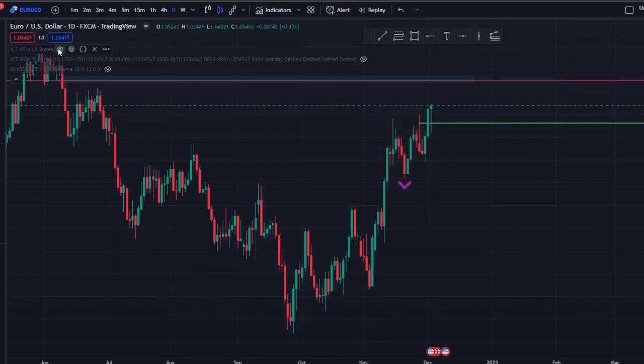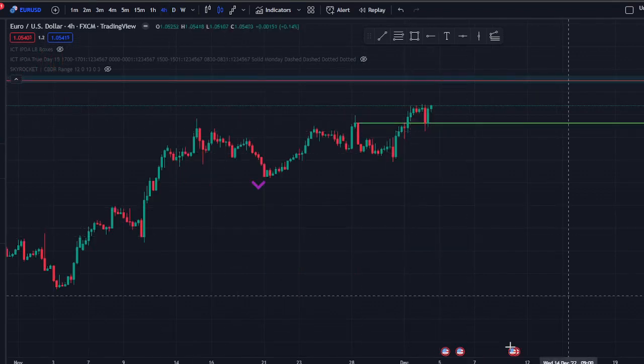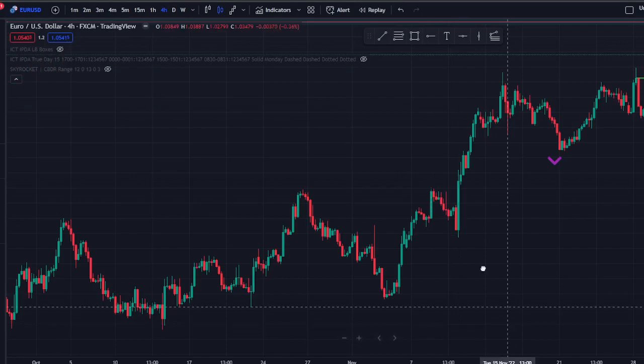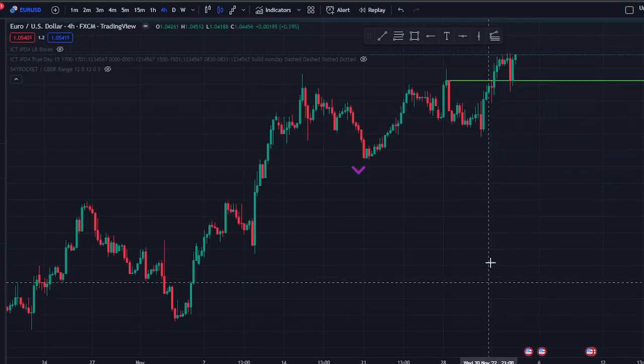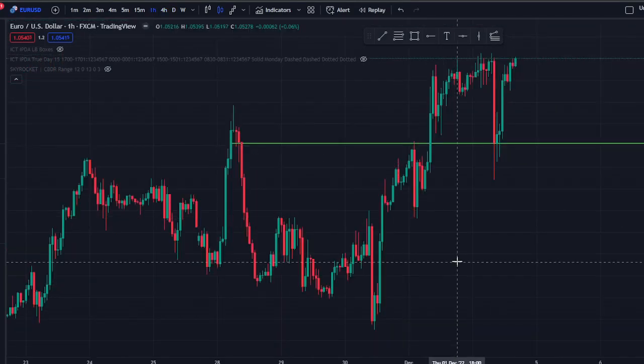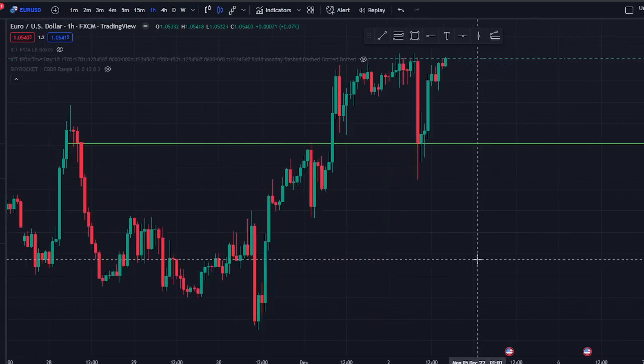Let's actually remove these boxes. You can get this indicator yourself if you like. I don't really enjoy drawing the boxes myself. It takes a bit of time, so I can just throw on the indicators.